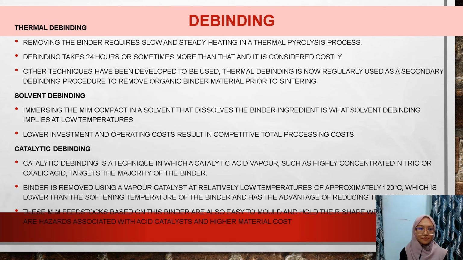For the debinding, there are three types of debinding, which are thermal debinding, solvent debinding, and catalytic debinding. Mostly we are using solvent debinding, which is immersing the MIM component in a solvent that dissolves the binder ingredient. Solvent debinding takes place at low temperature. Lower investment and operation costs result in competitive total processing costs.